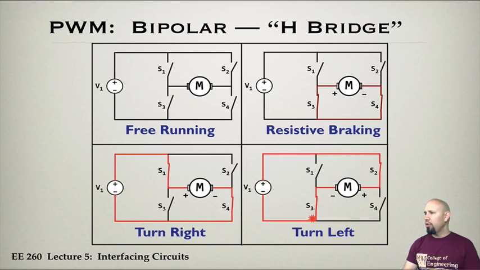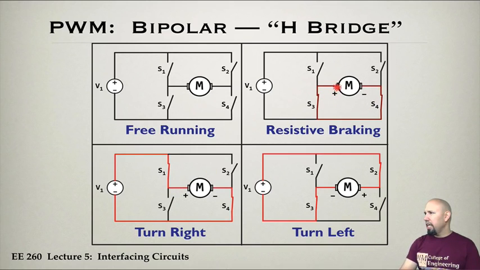So we have these two configurations that can allow us to turn right or to turn left, or to run freely and slow to a stop, or we can have something called resistive braking. When I close these two switches, notice the current there. So let's say I was in this configuration with this switch closed, that switch closed, these two open. Suppose I now open this one and close this one so that we're in this configuration. That may give us what's called resistive braking. Similarly, I could do the same kind of thing here.